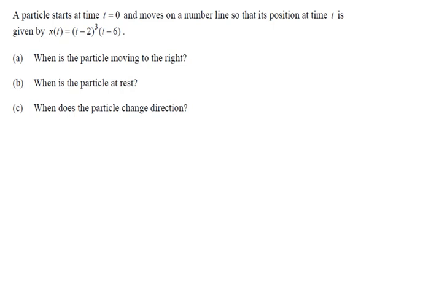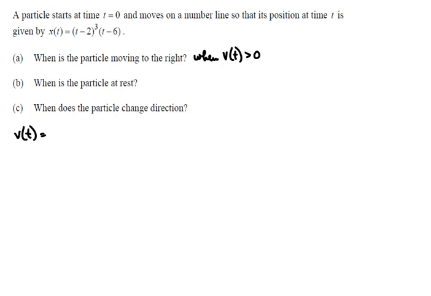In the next problem, we have a particle starting at time t equals 0 and moving on a number line so that its position at time t is given by x of t equals (t minus 2) cubed times (t minus 6). And we'll first ask, when is the particle moving right? I usually write down what it is that I need to show: that it will be moving right when v of t is greater than 0.